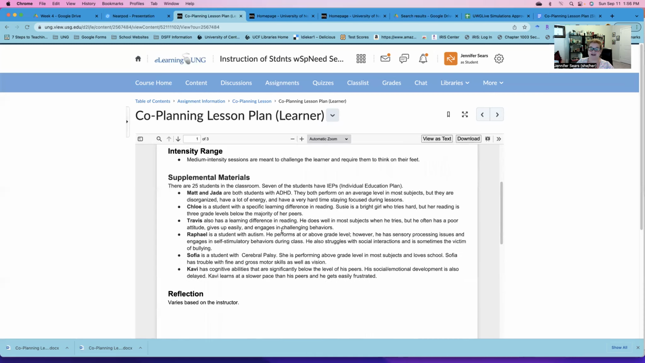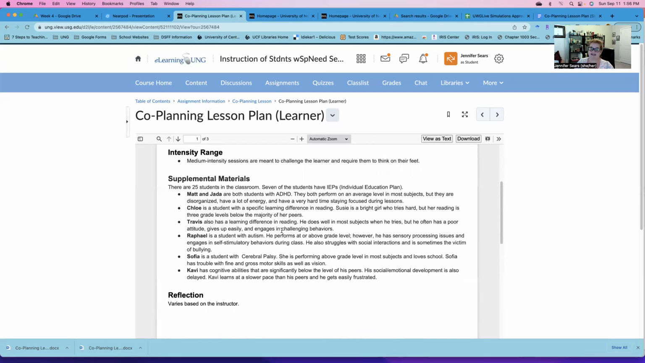Some information you're really going to need for this is this right here. So there are 25 students in the classroom, 7 of which have IEPs. These are your 7 students: Matt and Jada, Chloe, Travis, Raphael, Sophia, and Kabe. When you go into your immersion experience, you're going to be expected to know these 7 students. You're going to be expected to come up with accommodations and differentiation for these 7 students.